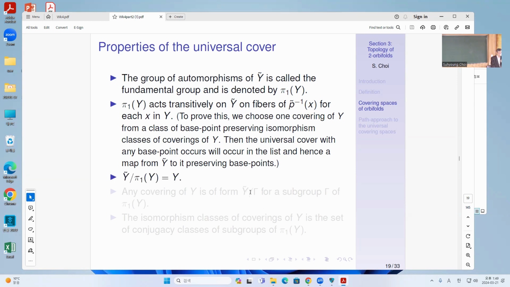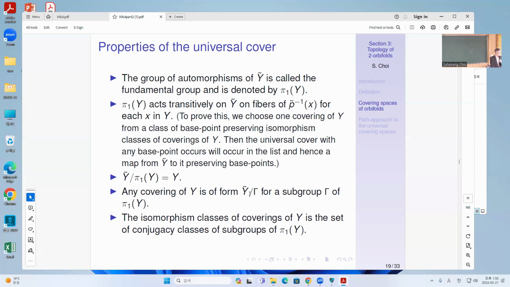And then because of this transitivity, you can see that Y tilde mod out by pi_1 of Y is actually Y. Okay, so that's the idea here. So any covering of Y is of the form Y tilde mod Gamma for some subgroup Gamma of pi_1 of Y. Okay, so that's because for the simply connected case, the universal cover will cover everything. This group acts transitively, so any identification will be the deck transformation here.